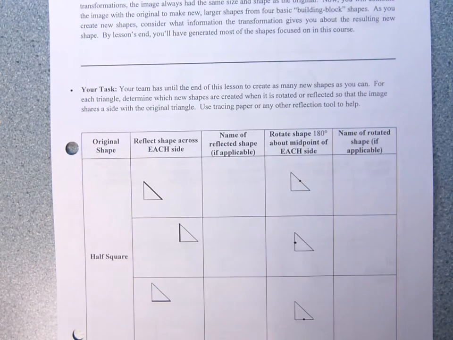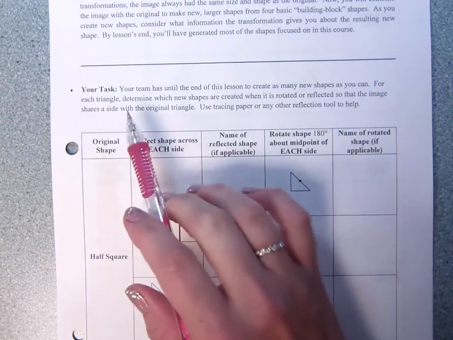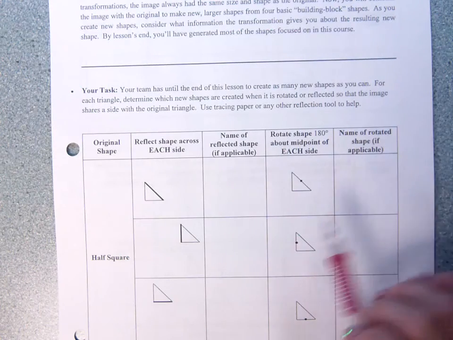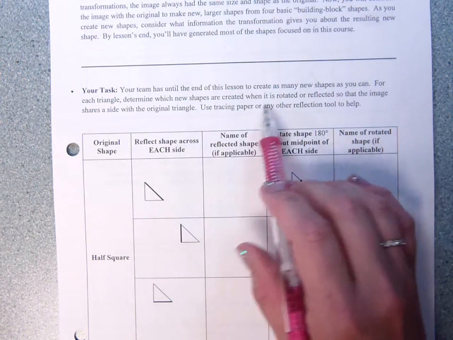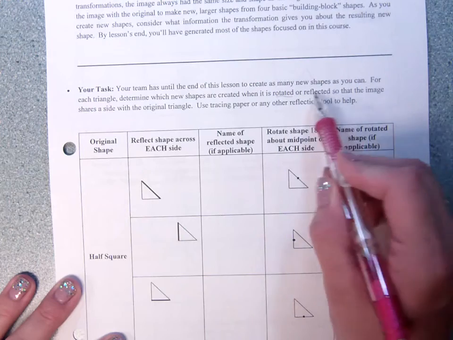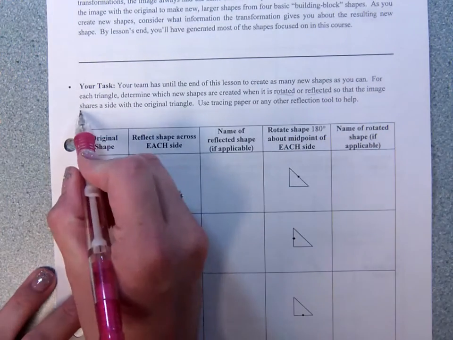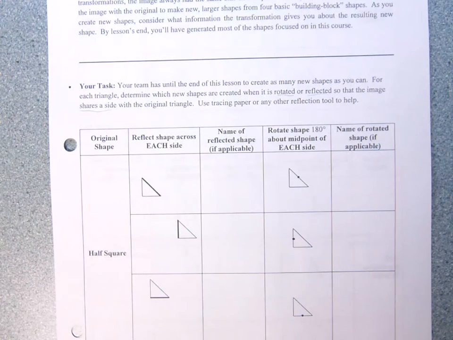This is an introduction to 1.2.5 and a quick example for you so you have an idea of what's going on here with this activity. Your task is your team has until the end of the lesson to create as many new shapes as you can. For each triangle, determine which new shapes are created when it is rotated or reflected so that the image shares a side, that's important too, shares a side with the original triangle.